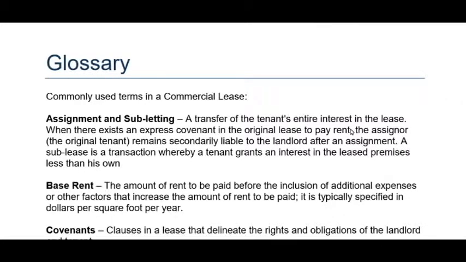Assignment and subletting. A transfer of the tenant's entire interest in the lease, where there exists an express covenant in the original lease to pay rent. The assigner, the original tenant, remains secondarily liable to the landlord after an assignment. A sublease is a transaction whereby a tenant grants an interest in the leased premises less than his own.